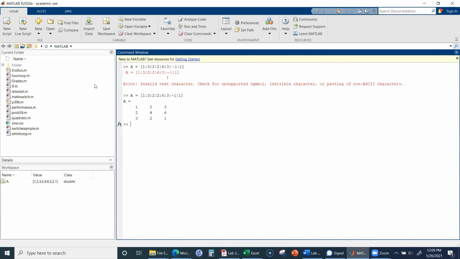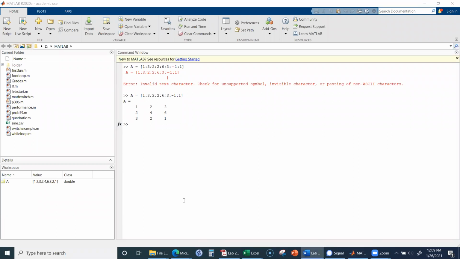So as you can see, as I expected, it is a 3 by 3 matrix: 1, 2, 3, 2, 4, 6, 3, 2, 1. Okay. So in this way, it is showing like this.